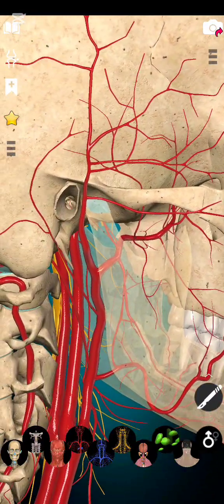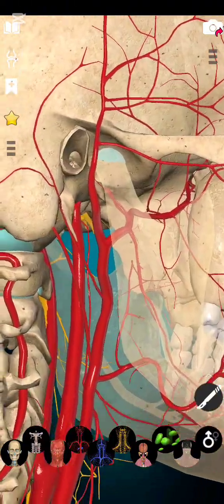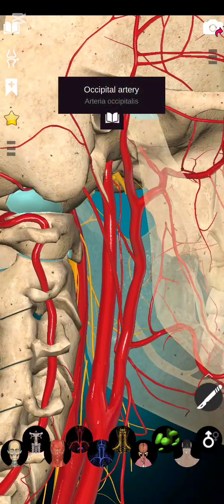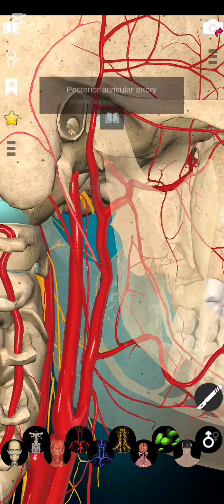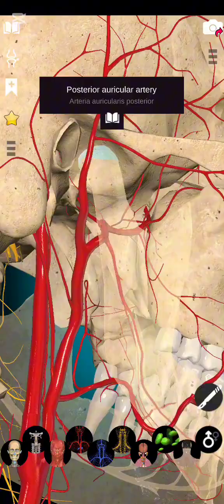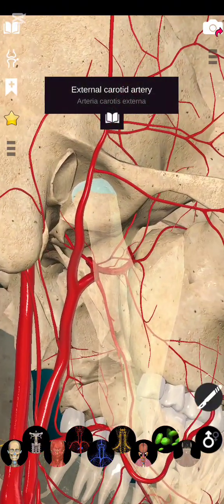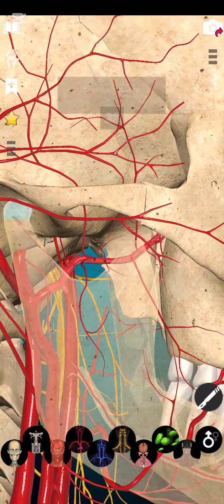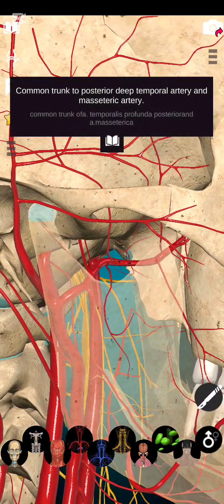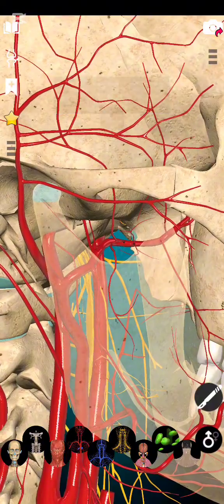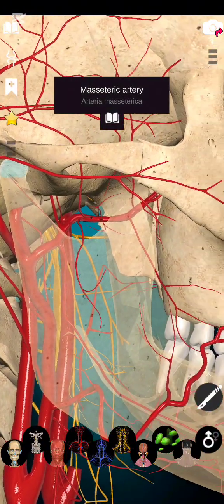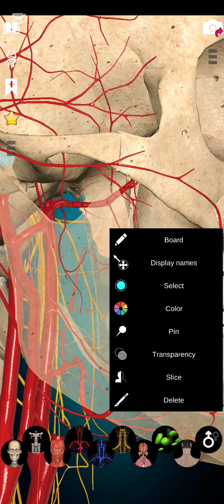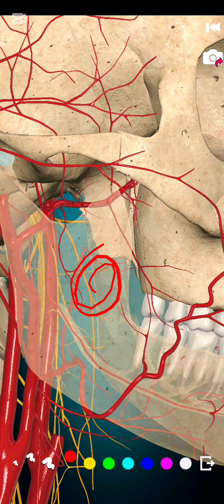And when you look at your cheek, we need to appreciate another branch of the external carotid. This external carotid has the occipital artery. Aside from the occipital artery, it has the posterior auricular artery, and eventually we have this one inside here that we are calling the maxillary artery. The maxillary artery is going to give off branches. One of these branches is a masseteric artery, which is going to supply the masseter muscle, somewhere about here.